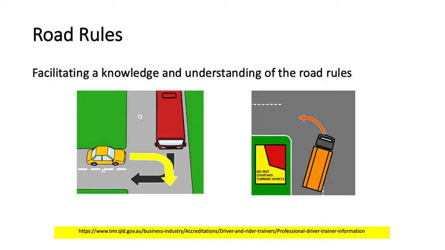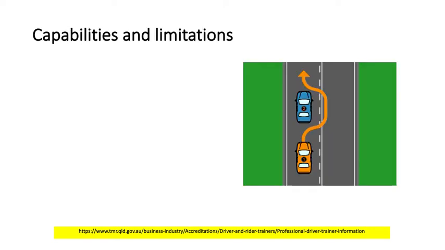Facilitating a knowledge and understanding of the road rules. It's critical as driver trainers that we educate our drivers on the correct application of road rules. And a good example is the one on the right. Some people might say, oh, that's only relevant for truck drivers, but we need to educate motorcycle riders and car drivers as well on what that sign means, because they have a role to play in positioning as well on corners for safe execution of turns.